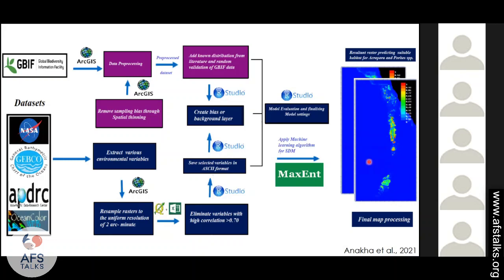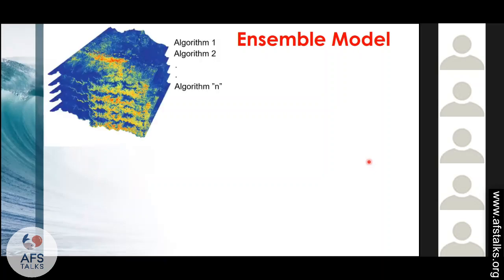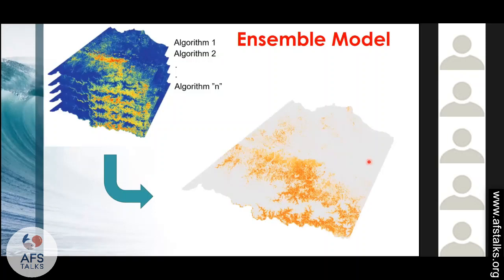And there is another thing that we can do. As I already said, there is no silver bullet in selecting an algorithm, but we can do an ensemble model. An ensemble model is nothing but pooling many algorithms or all possible algorithms together, like Maxent, GLM, GAM, to form a resultant or combined map. This will be more effective. Sometimes it also depends on our species data availability. The ensemble model can be the best one, but that doesn't mean the ensemble model will be better than individual models all the time. Sometimes the individual models will work better, sometimes the ensemble model will be better.